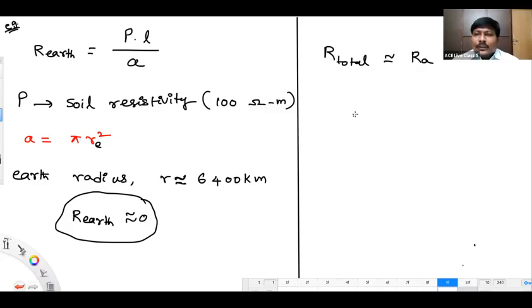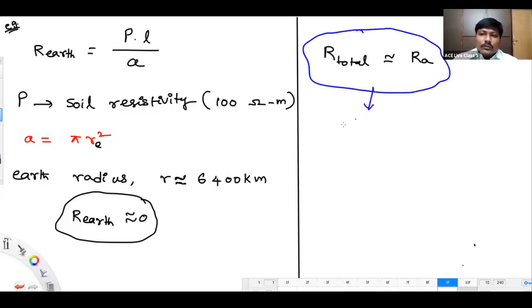So can we use the same formula for single phase, single wire also? Yes, we can use the same formula even for single phase, single wire system also.